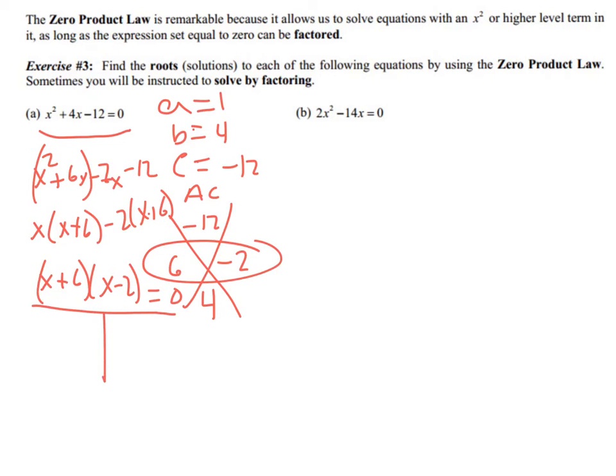All we do is tee it up. So x plus 6 equals 0, which means when you move the 6 over, one answer is negative 6. And the other one is x minus 2 equals 0. So when you add the 2 over, you get positive 2. And those are your roots.